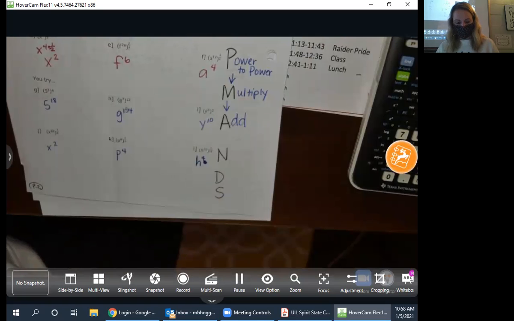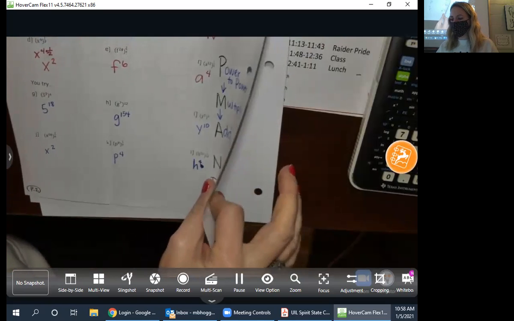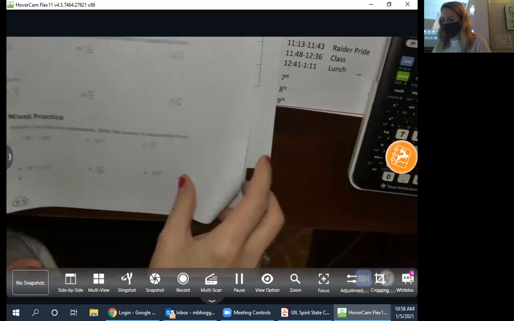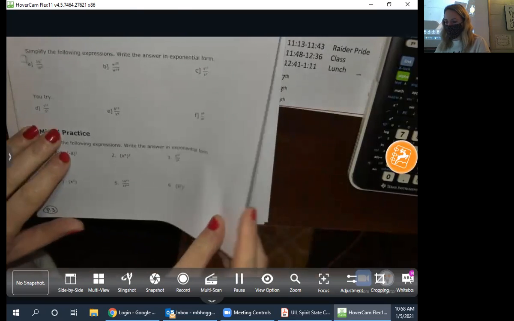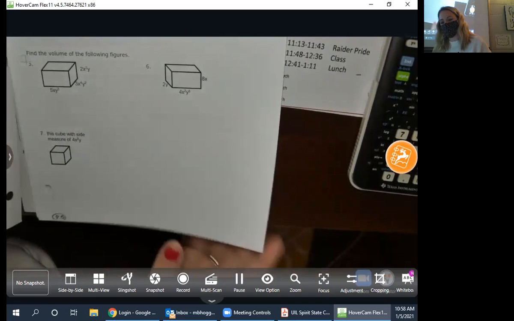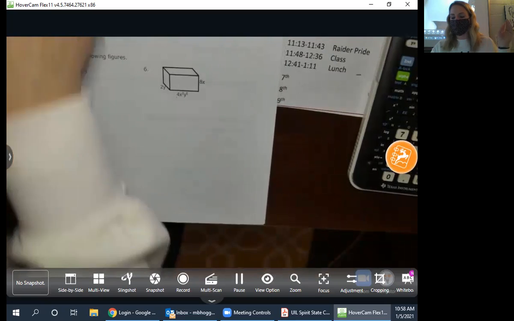Okay? So that's it for today. Tomorrow we are going to conclude 6.1 with learning rule 3, which is quotient of powers, and rule 4, which is investigating the zero and negative exponents like y'all talked about earlier. So that's it for today.